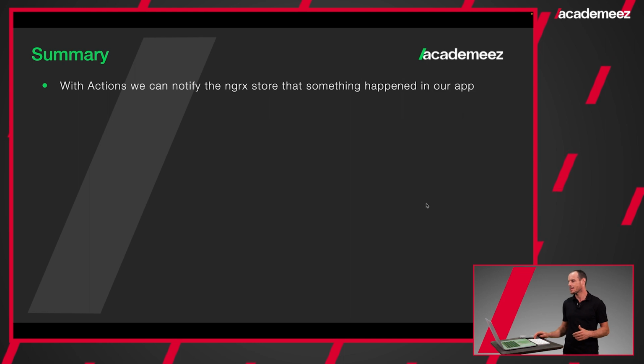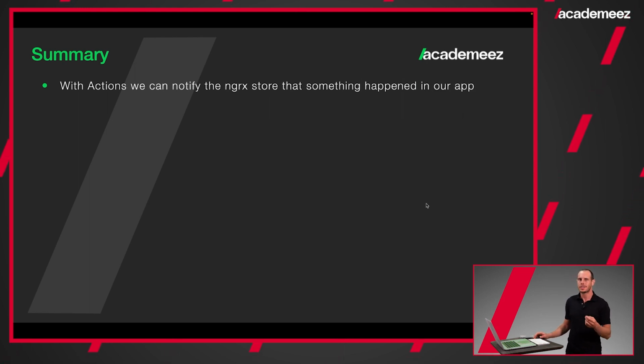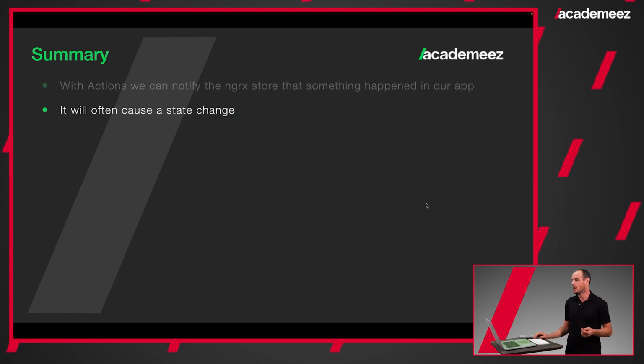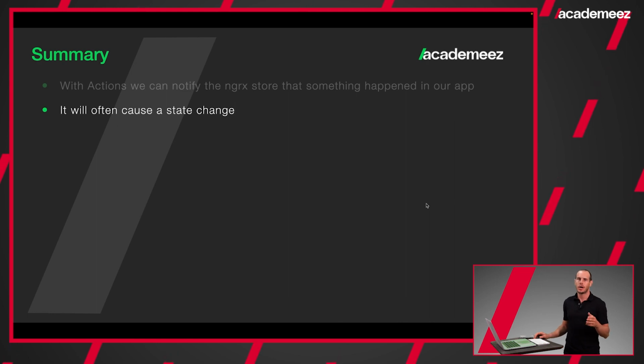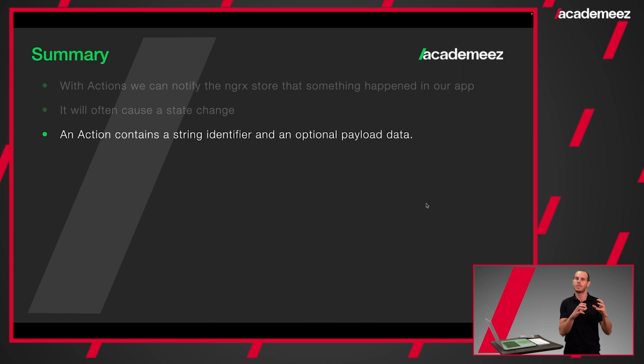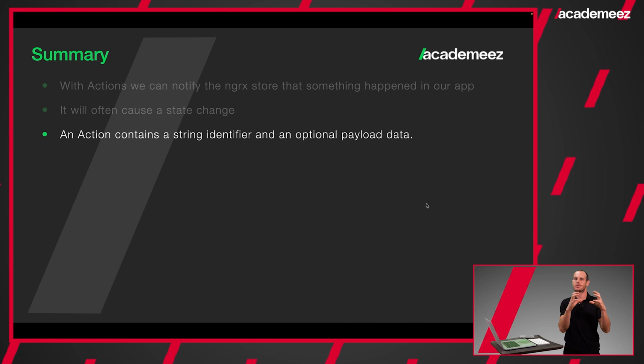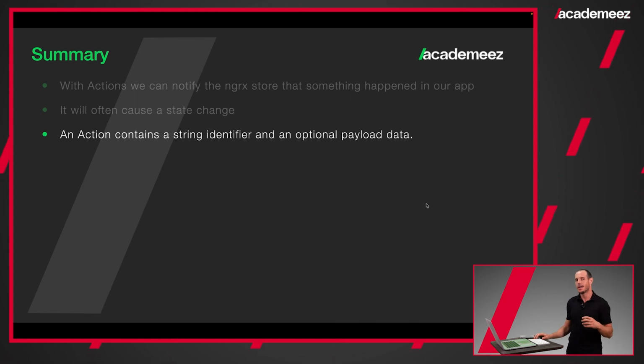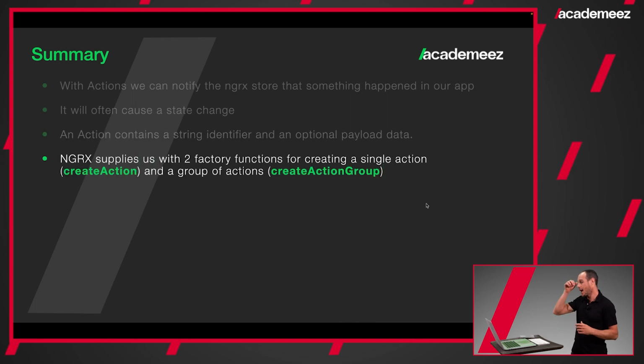Let's summarize this lesson with action. Basically, this is your way to tell the NGRX store that something happened in your application. Your actions go through the reducers, and often they will cause your state to change. An action contains a string identifier. We saw that the string identifier is usually prefixed with a group. So I place the actions in a group, and I can name that group with a certain convention, like we did, square brackets and then repos. And you also have an optional payload in your actions.